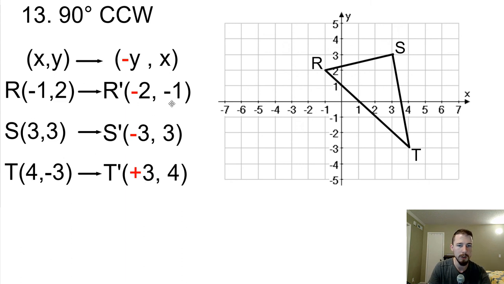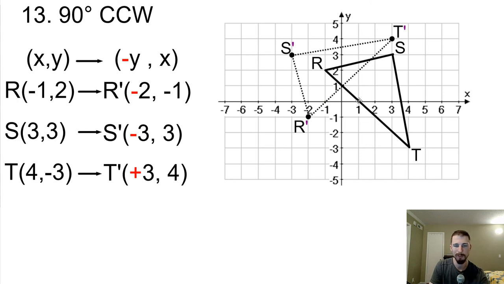So -2 and -1, which is going to be this point here, R prime. And then -3 and +3 is going to be the point here, which is going to be our S prime. And the T prime is going to be 3 and +4, which is right up here. Then we can connect the dots, and that's going to give us the image of the rotation of triangle RST rotated 90 degrees counterclockwise.